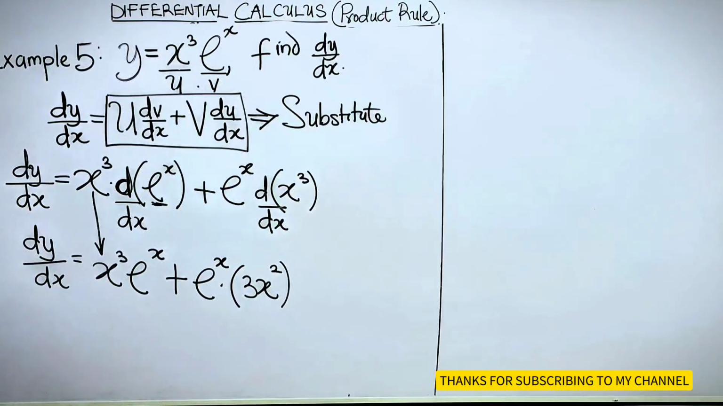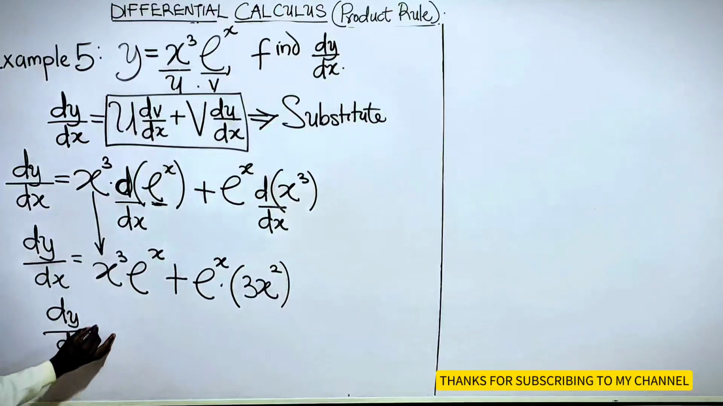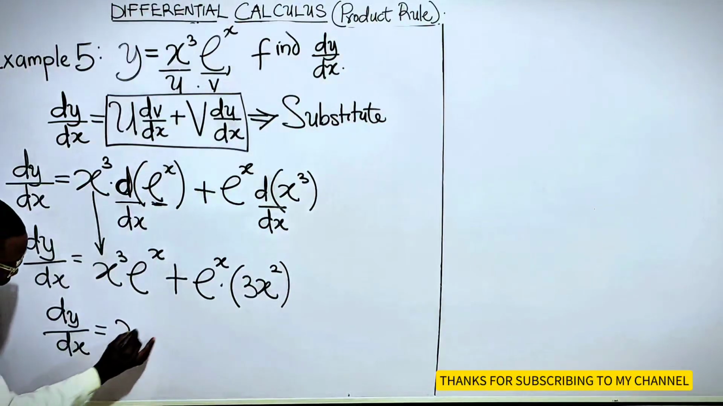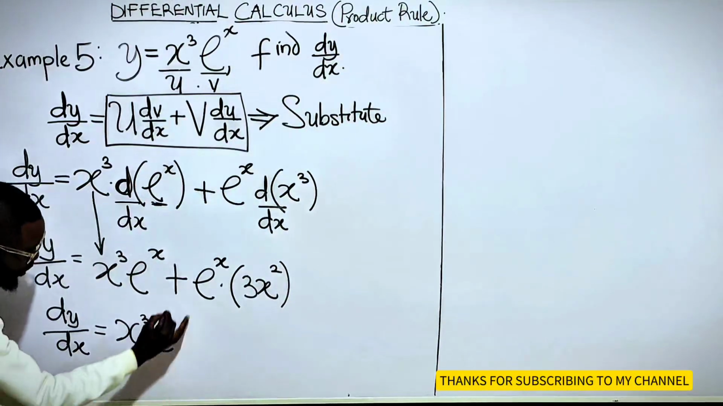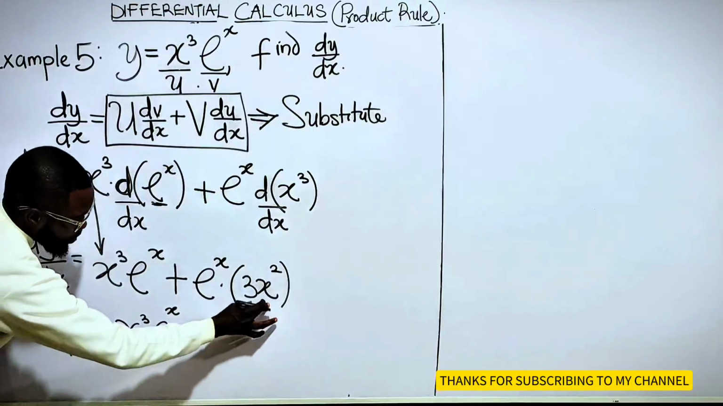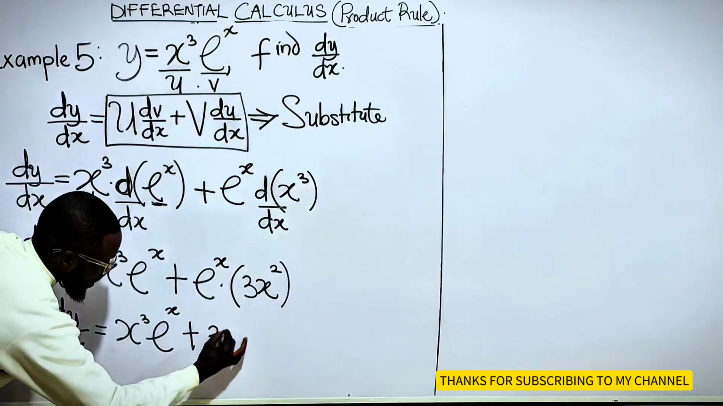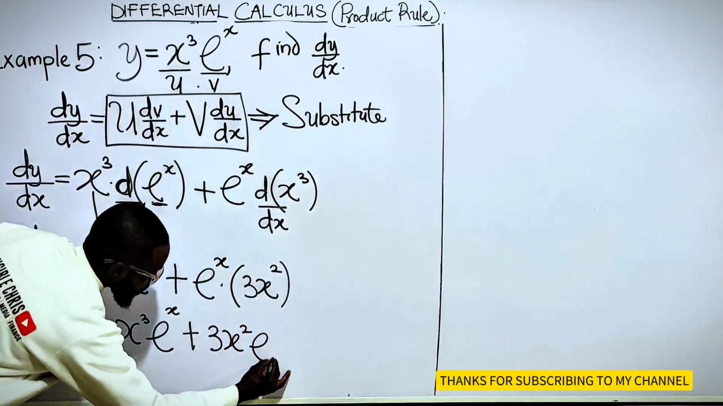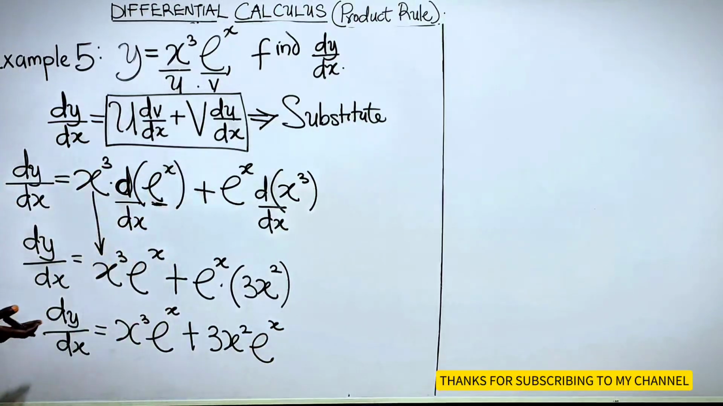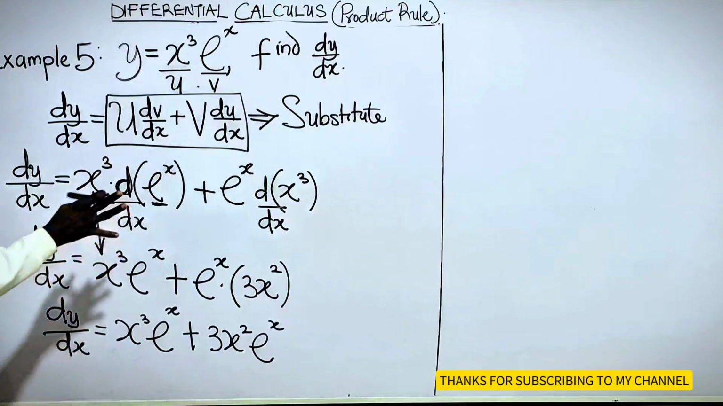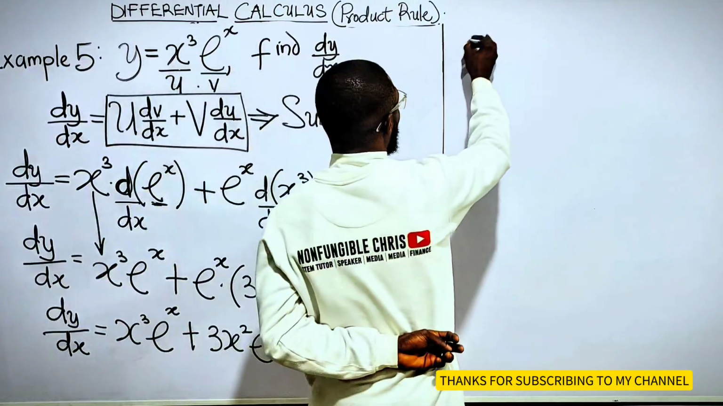Next is just to open the bracket and then solve further. So we have dy over dx to give us what? x raised to the power 3 e raised to the power x plus, pick this guy first, 3x raised to the power 2 e raised to the power x. Right? Very, very simple. So from there we just factorize. We can leave our answer like this, but it's okay that we factorize.